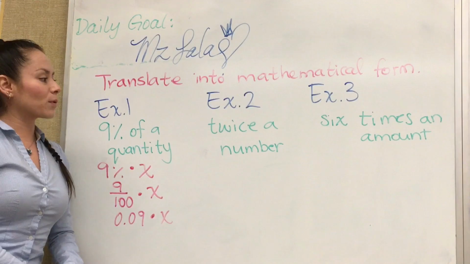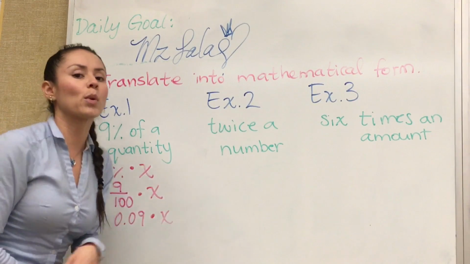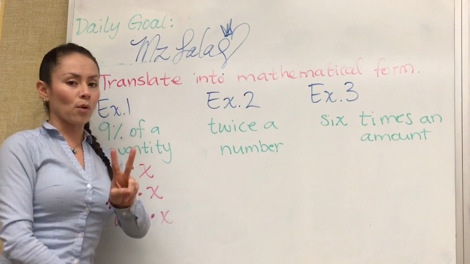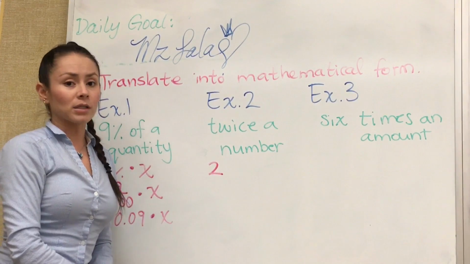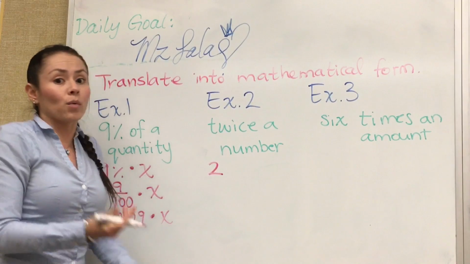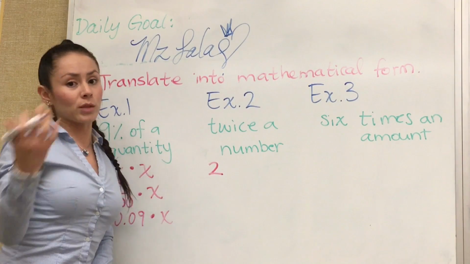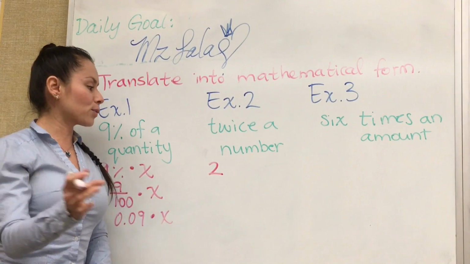Now let's look at example number 2. We have twice a number. What does twice mean? Well, twice means double, right? So twice a number, double a number. And again, the number, we don't know. Do not put a value because we do not know. We need to use a variable to represent that.